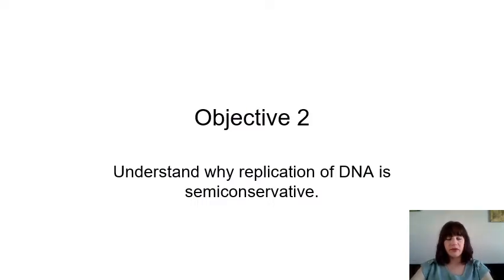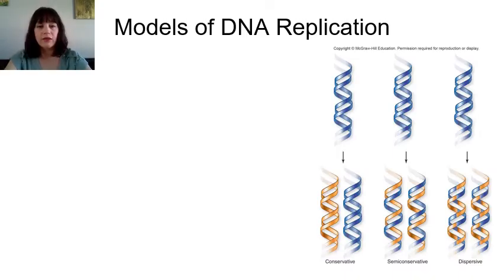All right, so let's talk about why replication of DNA is semi-conservative. Now, when scientists were first trying to figure out how DNA replicates, they had three theories, and then there's this classical experiment we're going to go over that allowed them to determine how DNA is copied.